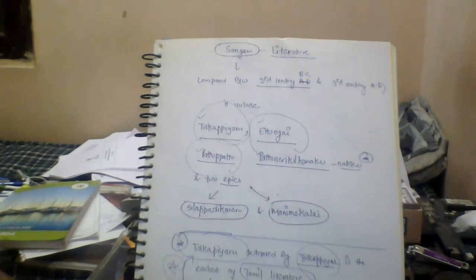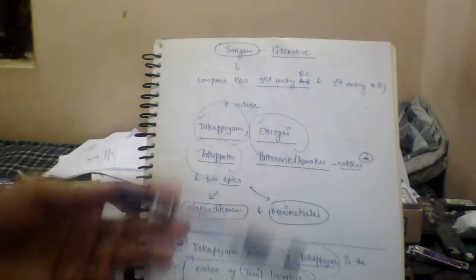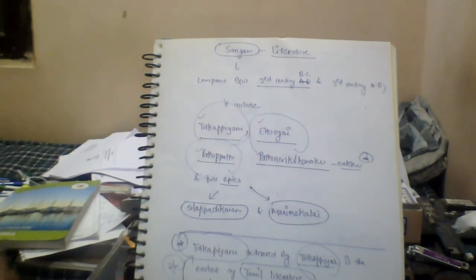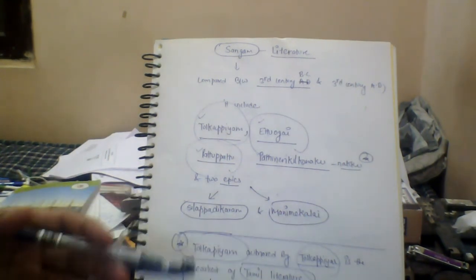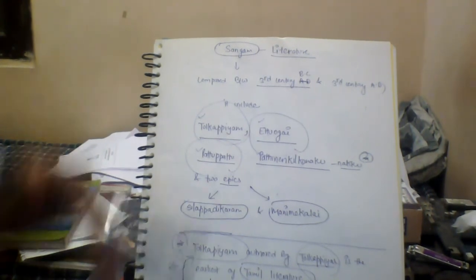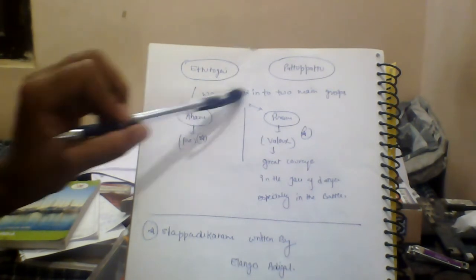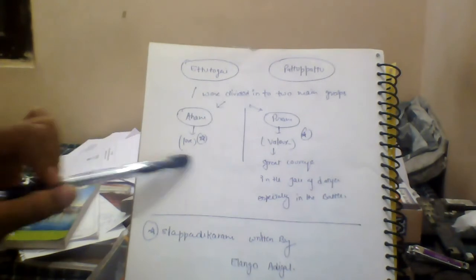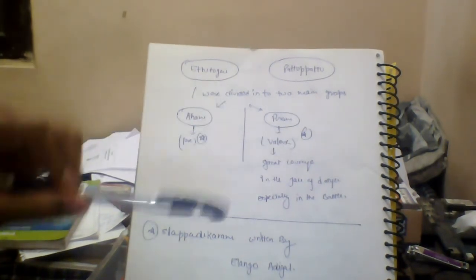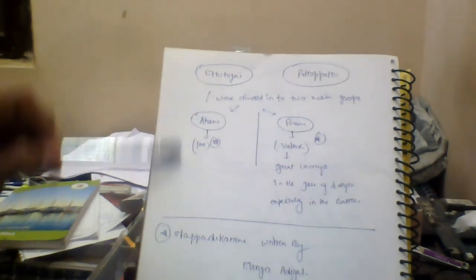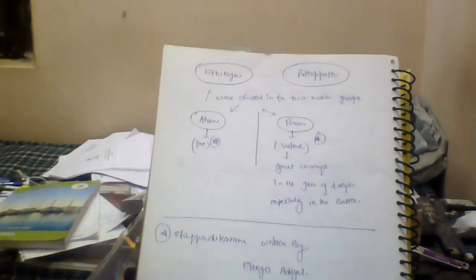We also understand that Panini wrote about grammar, and Tolkappiyar also wrote about Tamil grammar. So these are the kind of questions which are asked. Then the next is Ettuthogai and Pattuppattu, works divided into two main groups, Aham and Puram. Aham means love, Puram means valor. These are the Sangam literature from which we can understand the society and culture of South India.